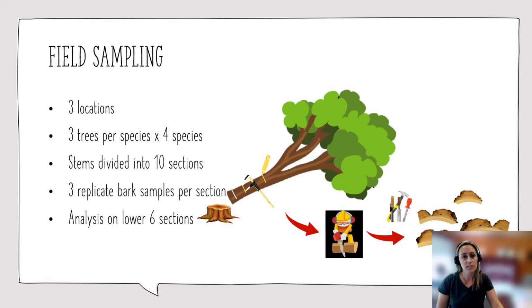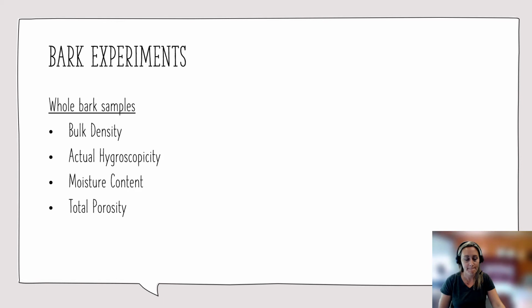Due to difficulties in extracting very thin bark from upper sections of the trees, only the lower 6 sections are described in our results. To assess differences in bark hydrologic properties as a function of bark macrostructure across species, we used intact whole bark samples and conducted the following experiments. First, we measured bulk density as the ratio of the mass of oven-dried bark sample to the volume of the bark that was determined via water displacement methods.